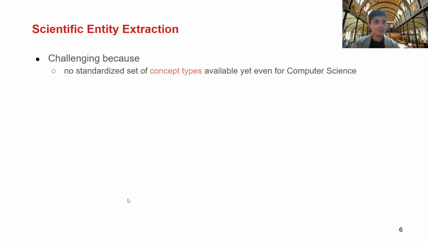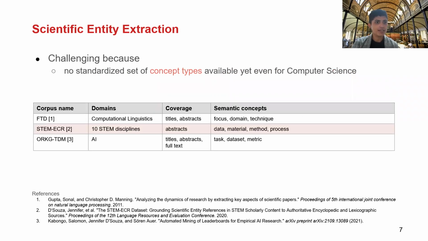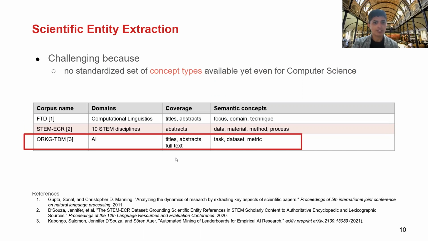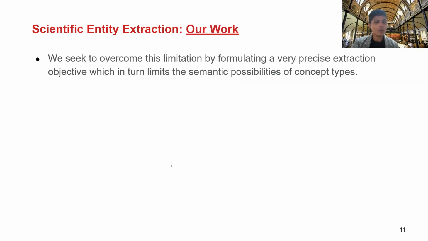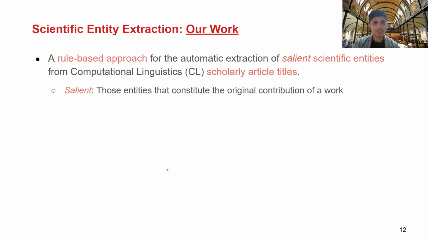The task itself is challenging because no standardized set of concept types are available yet, even for computer science. So on this slide, we show 3 example data sets that exist in the community, each using a different set of concepts. So in our work, we seek to overcome this limitation by formulating a very precise extraction objective, which in turn limits the semantic possibilities for the concept types.